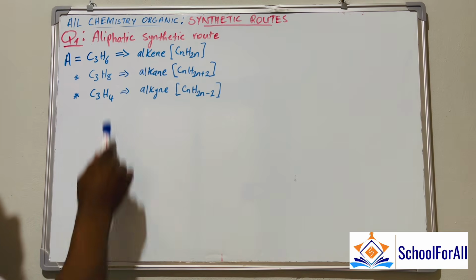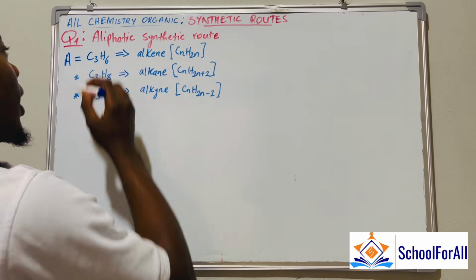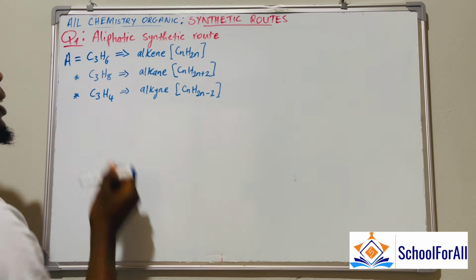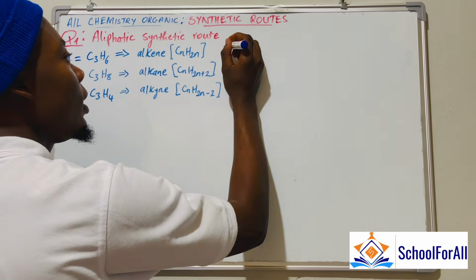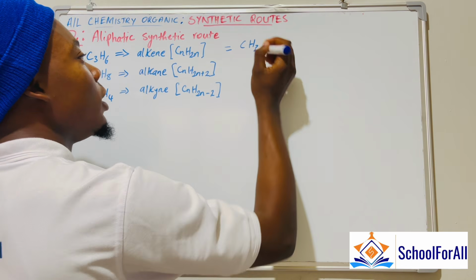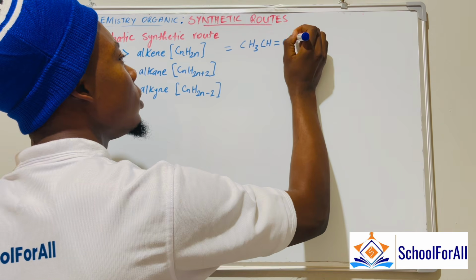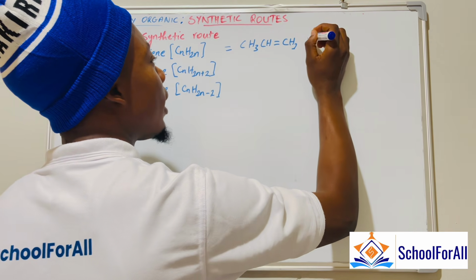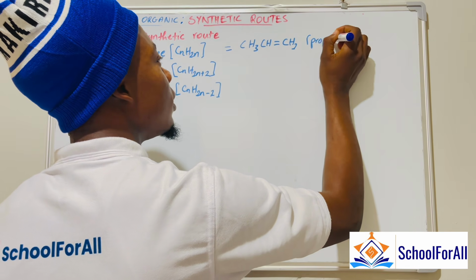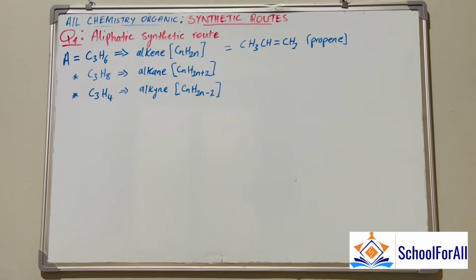So be very careful when you see a hydrocarbon. If you have an alkene with three carbons, surely the alkene is propene, with the structure CH3-CH=CH2, and it is propene. So that is how you identify your compound A.